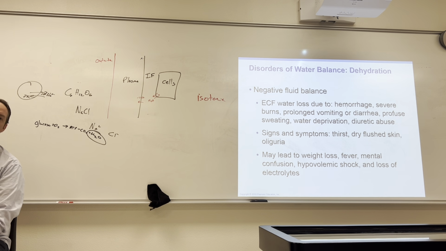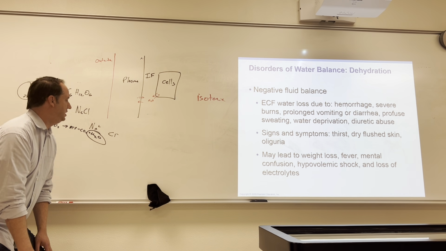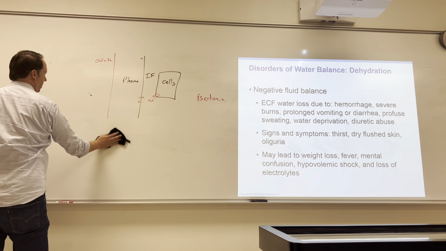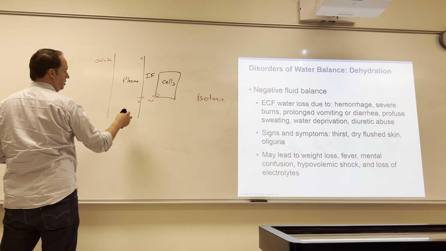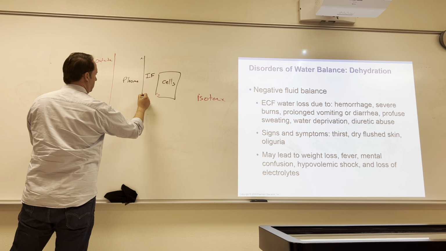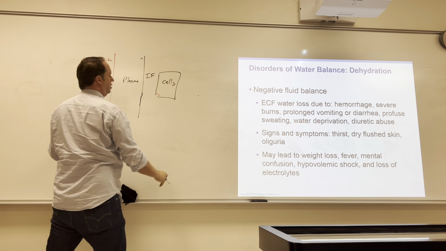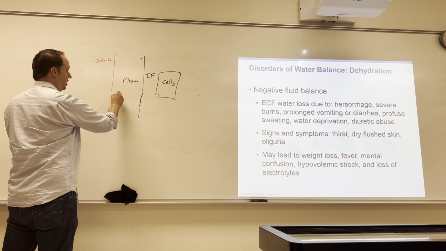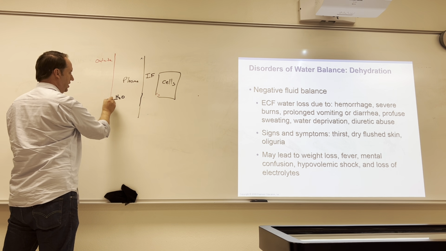We can screw this up. Dehydration is a negative fluid balance. What's happening in dehydration is you're losing extracellular fluid, water. Alright, so here we go. Here's the outside world. Water, that's here, is going out here.